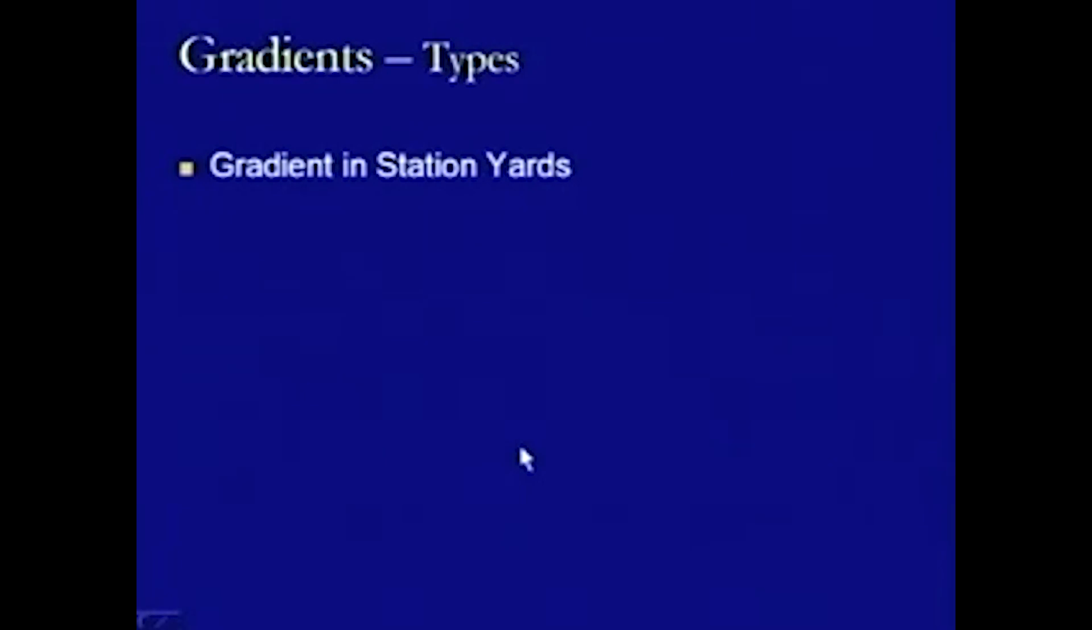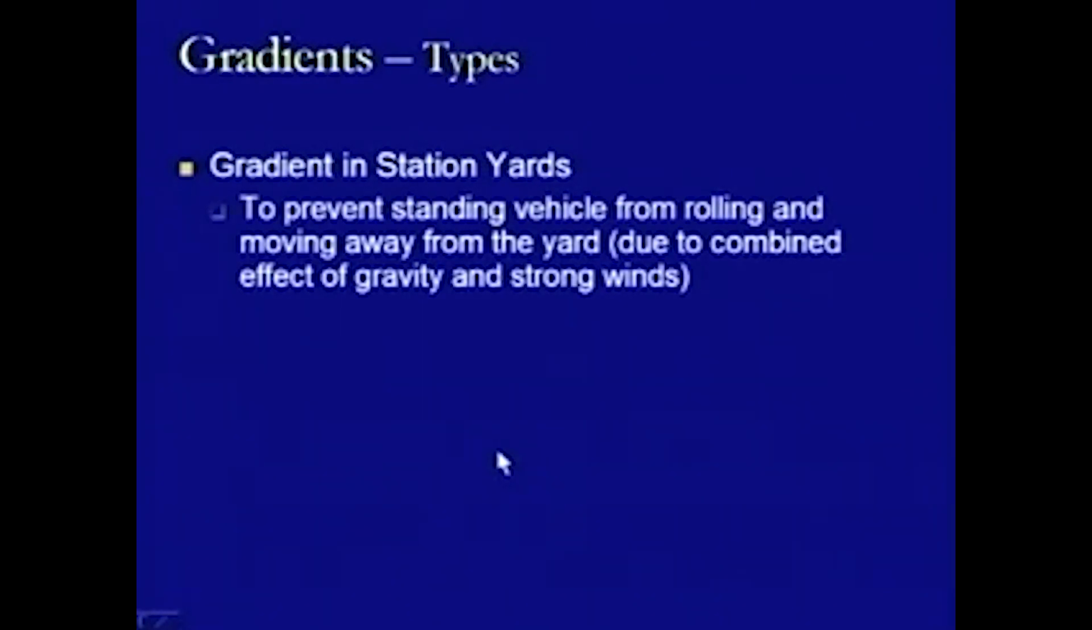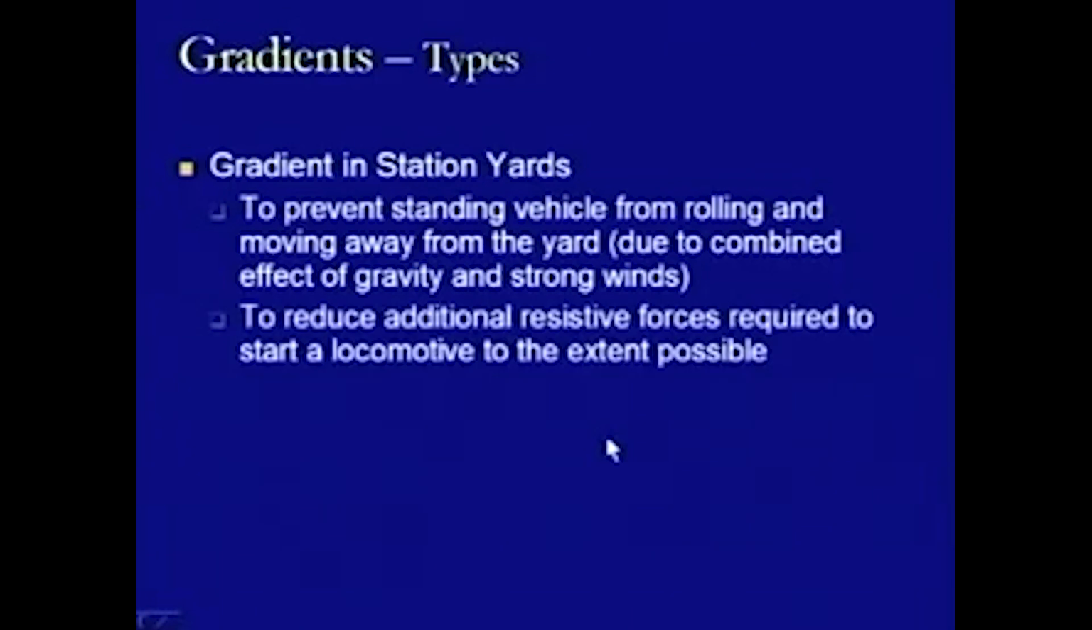Now, in the case of the station yards, the gradients are provided to prevent the standing vehicle from rolling and moving away from the yard, because of strong wind or a gravity effect. Because of that, if we are providing the gradients, then the vehicle should not move away. We have to look at the gradient which is sufficient enough to keep things in position. So as to reduce the additional resistive forces required to start a locomotive, to the extent possible, we have to provide these gradients, and the desirable maximum value is 1 in 400.